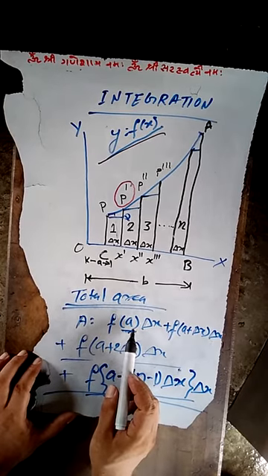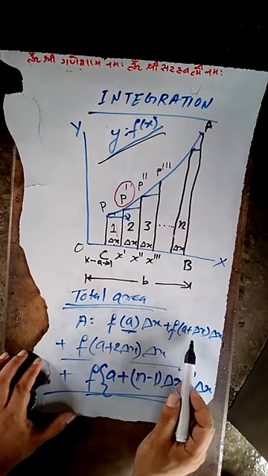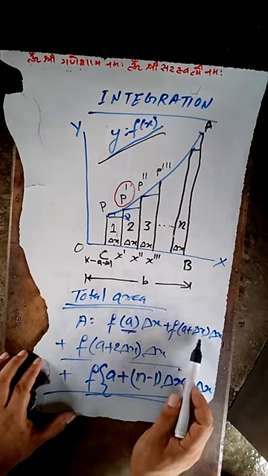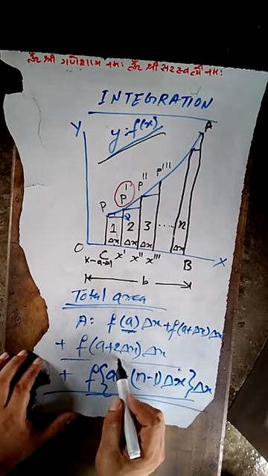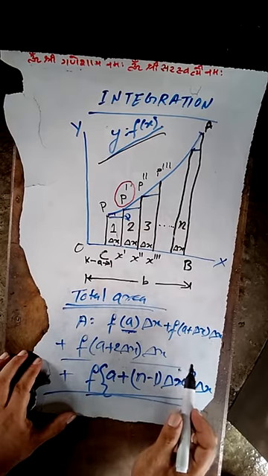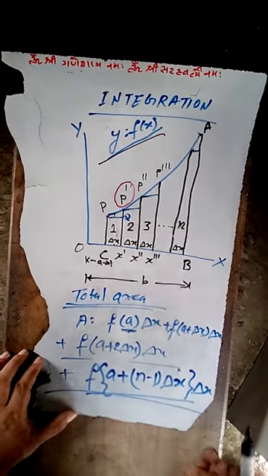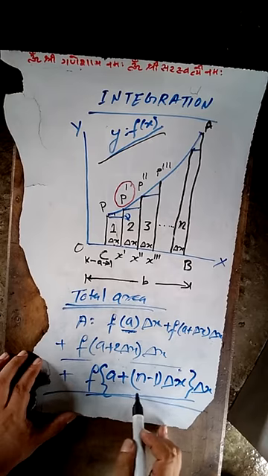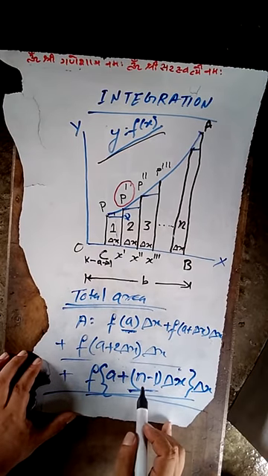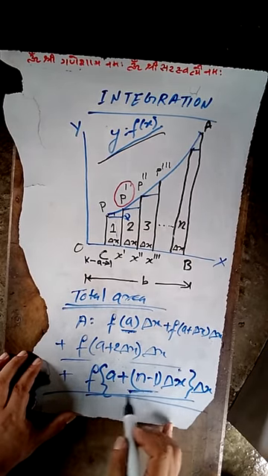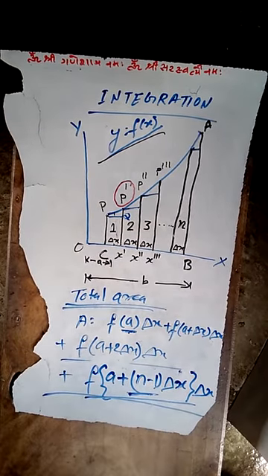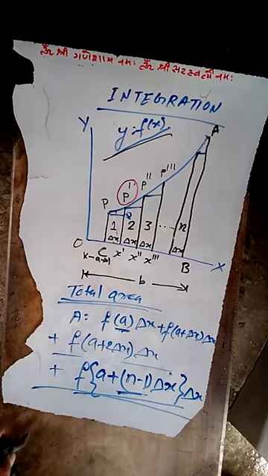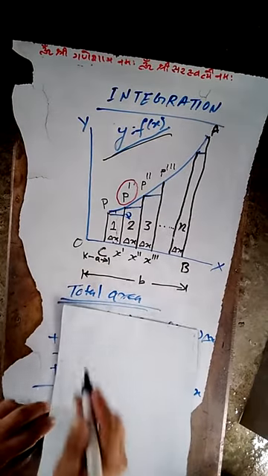First term, so here there is no delta x, so 0. In the second term, 2 minus 1, so 1 delta x. In the third term, 2 delta x. In the fourth term, 3 delta x, which means each term is less by 1. So the nth term will be a plus n minus 1 delta x into delta x. So this will be the nth term, and we can write it in the form of sigma like this.